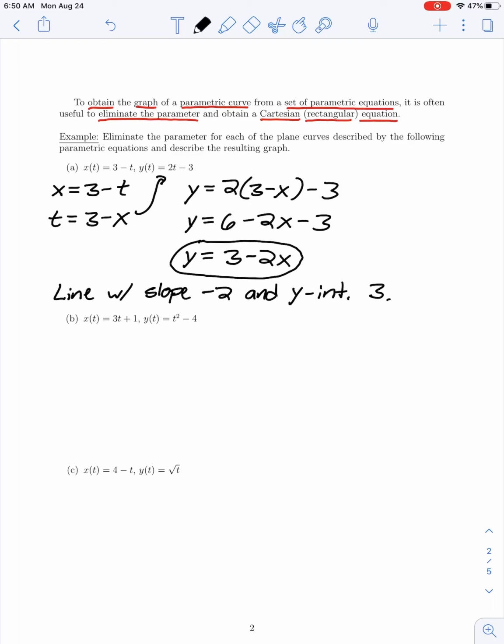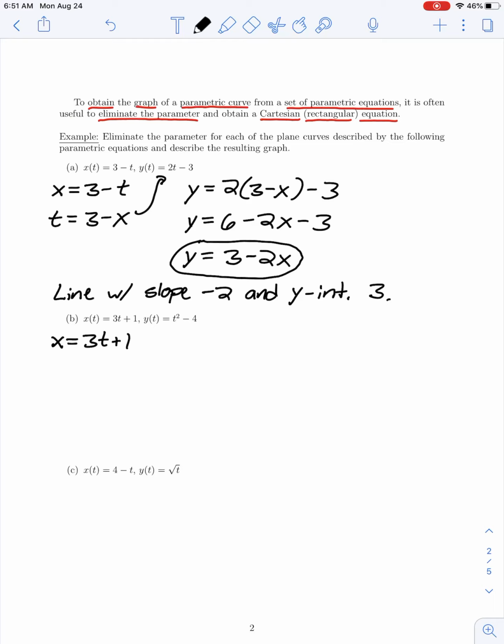So this first example illustrates that if we're able to solve one of our equations for t, we can then substitute that expression for t into the other parametric equation and try to get a rectangular equation, which we're a little more familiar with when we are thinking about graphs. So let's look at another one. In part B, we have x is 3t plus 1, and y is t squared minus 4.